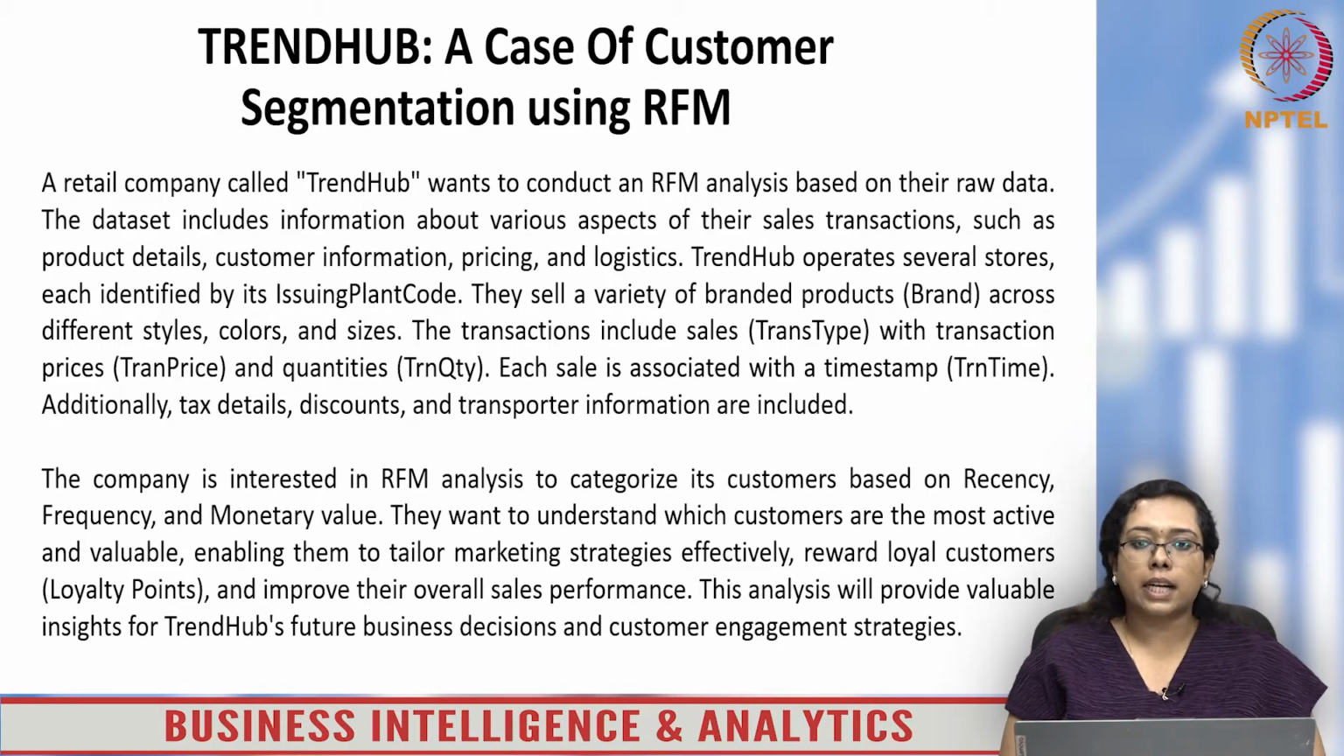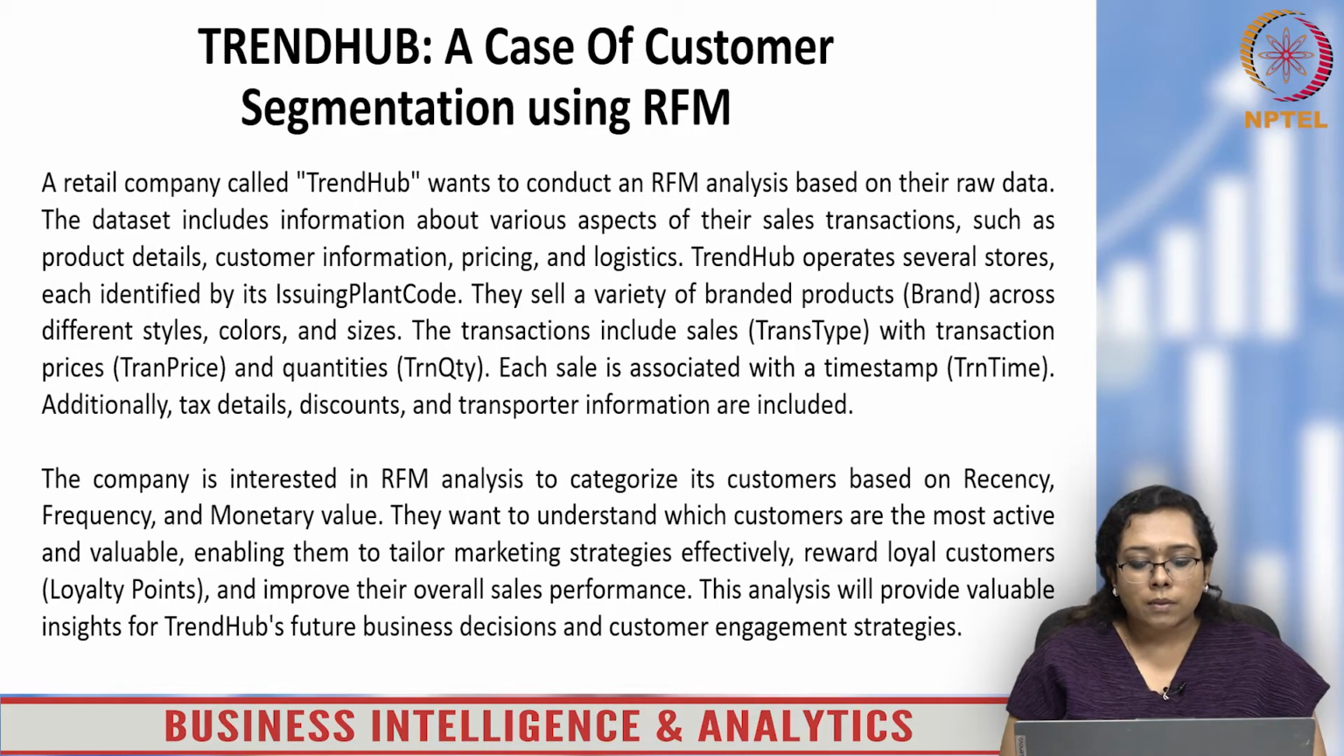It has the customer ID, the products that they have purchased, whether it was an actual sale or the customer has returned the product, the price of the product, and the date on which it was ordered. That is the raw data that we have. TRENDHUB operates several stores, each identified by its issue plan code. They sell a variety of branded products, so we also have the brand name across the raw data.